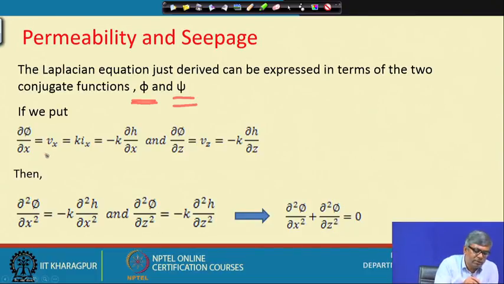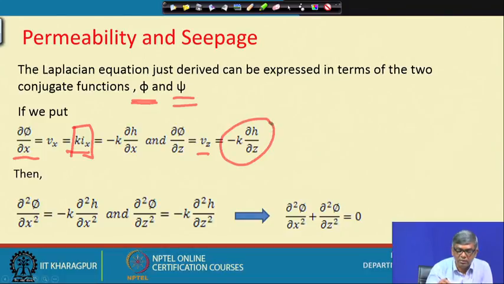We can assume that ∂φ/∂x equals V_x, which equals k i_x as per Darcy's equation. That will be minus k ∂h/∂x, say in the x direction. Similarly, ∂ψ/∂z equals V_z, as per Darcy's law. So these two we are getting: ∂φ/∂x equal to this and ∂ψ/∂z equal to this.